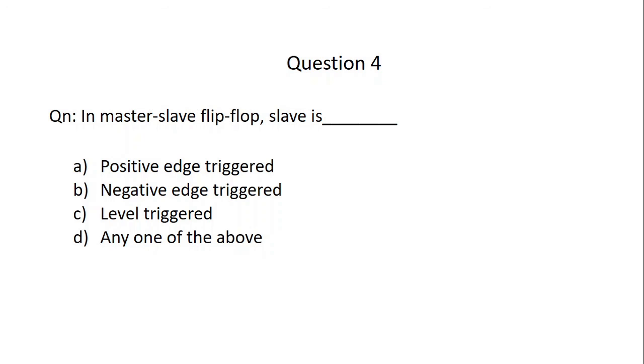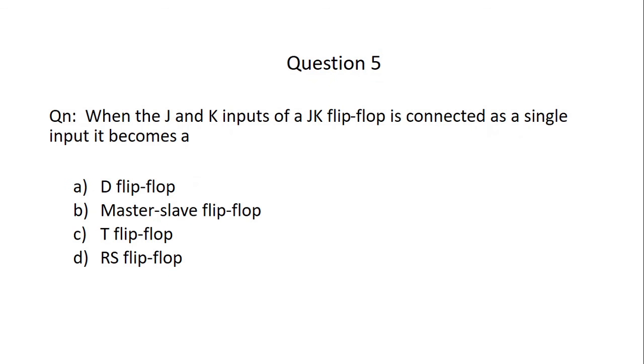In master slave flip-flop, master is positive edge triggered and slave is negative edge triggered. When the J and K inputs of a JK flip-flop are connected as a single input, it becomes a T flip-flop.